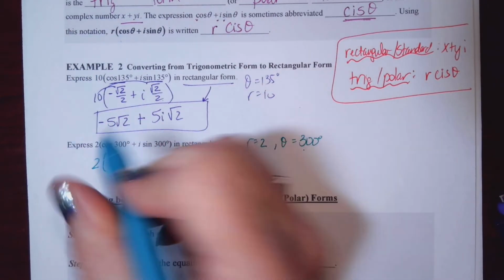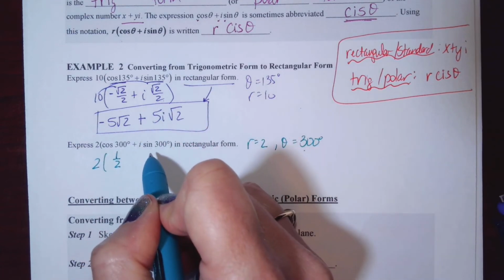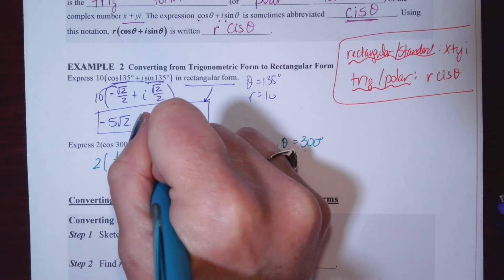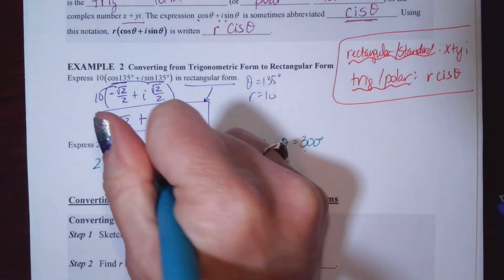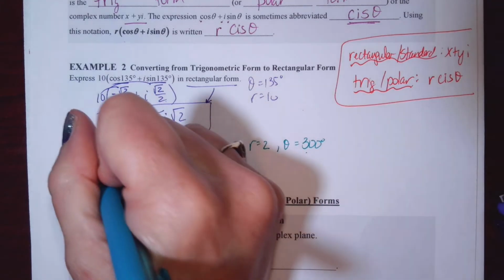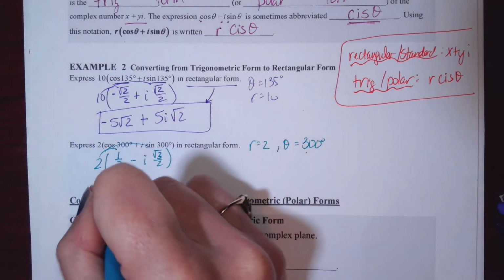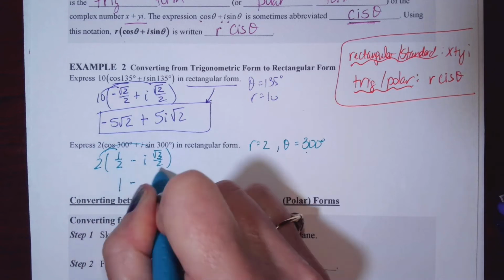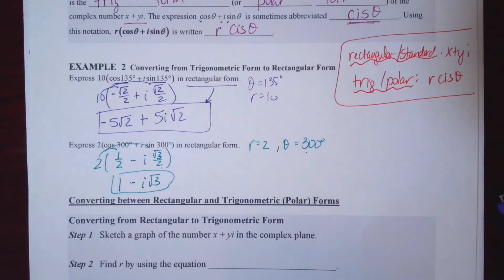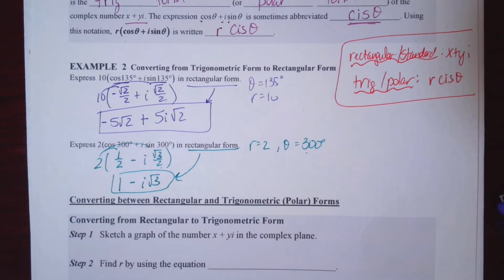Substitute what I know. Cosine at 300 is a positive 1/2. Sine at 300 is a negative square root 3 over 2. So I'm going to say negative square root 3 over 2 i, i sine theta. There's my negative square root 3 over 2. And then I distribute because algebraically that's the next step. Half of 2 is 1 minus, and those 2's are going to cancel, so I just have i square root 3, and that is my rectangular form of the trig form that I was given.